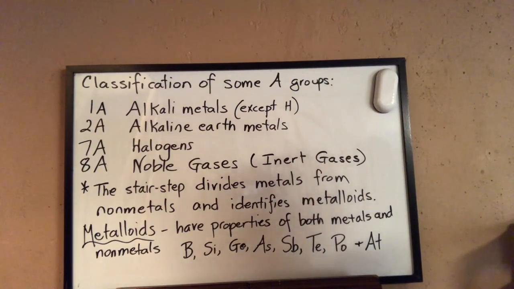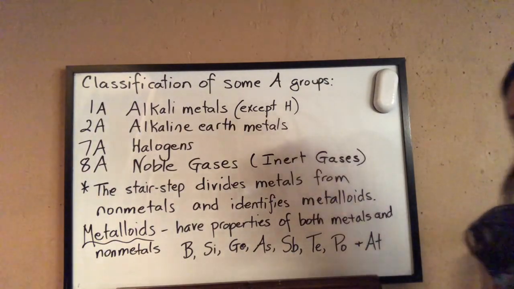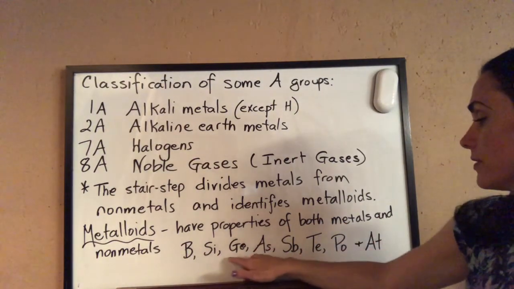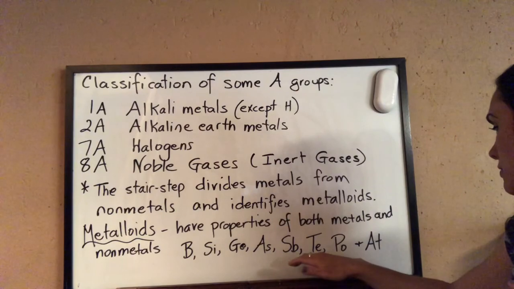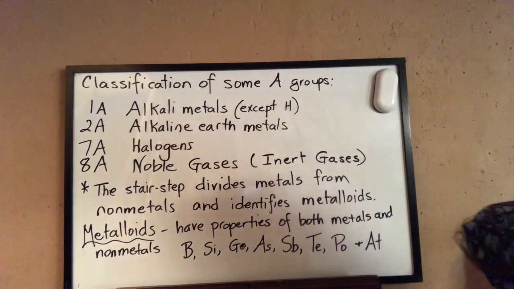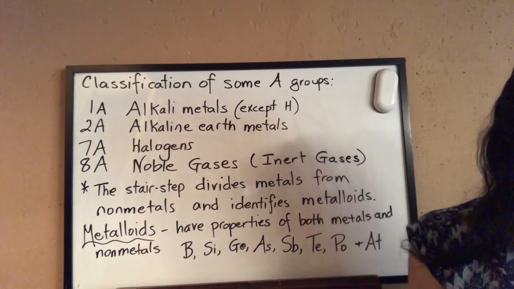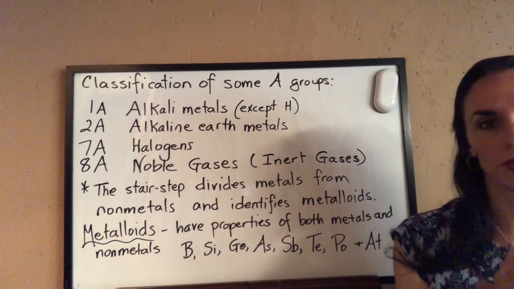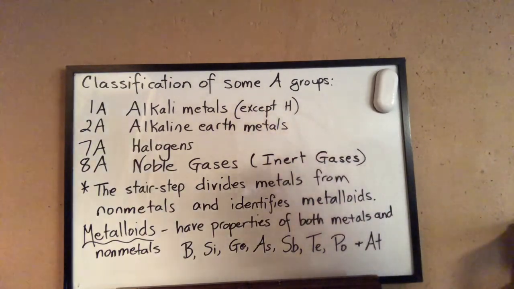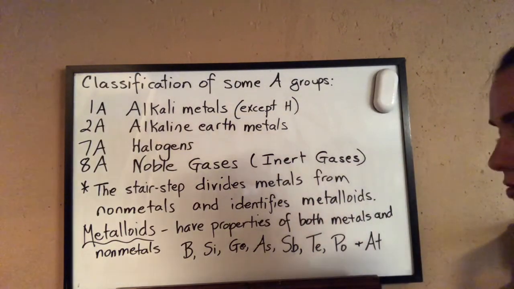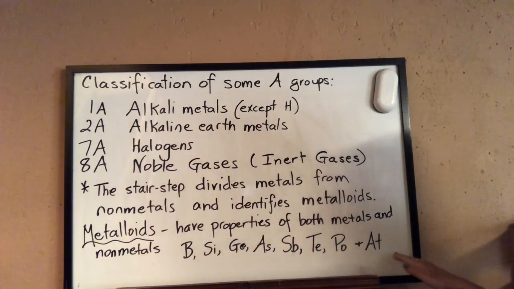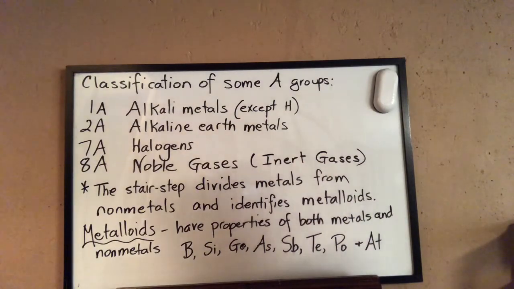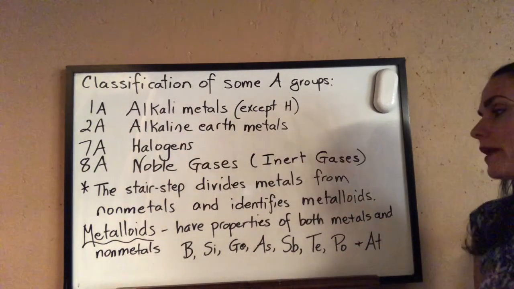Metalloids have properties of both metals and non-metals. And to be specific, these are the elements that are metalloids: boron, silicon, germanium, arsenic, antimony, tellurium, polonium, and astatine. The newly discovered or newly named elements we don't know enough about yet to categorize as a metalloid or a non-metal. So we're going to leave those ones off the list for now. Okay, and for the sake of clarity, we're going to go with the traditional ones here.